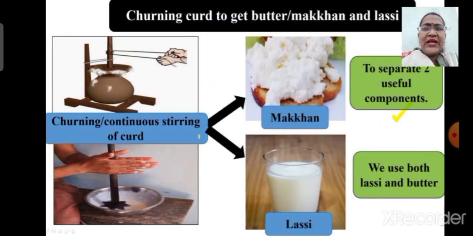Have you seen this at your home? This is continuous stirring of curd, which is also known as churning of curd. So, why do we do this churning of curd, children? The curd is continuously stirred because we get makhan or butter and lassi, that is buttermilk, by continuous stirring of curd. This separation is being done to separate two useful components. We use both makhan and lassi.